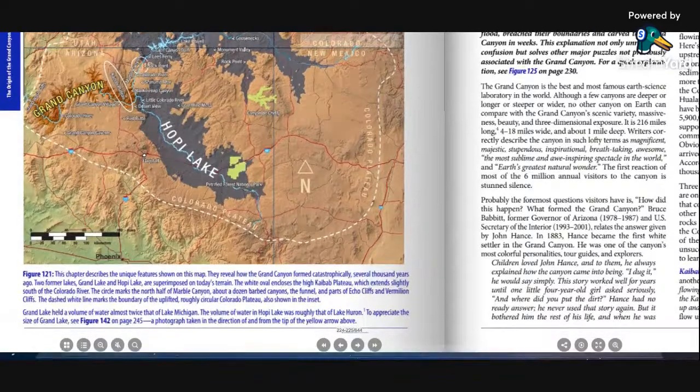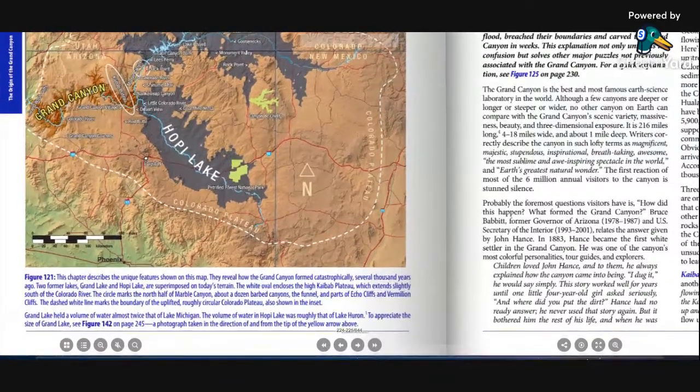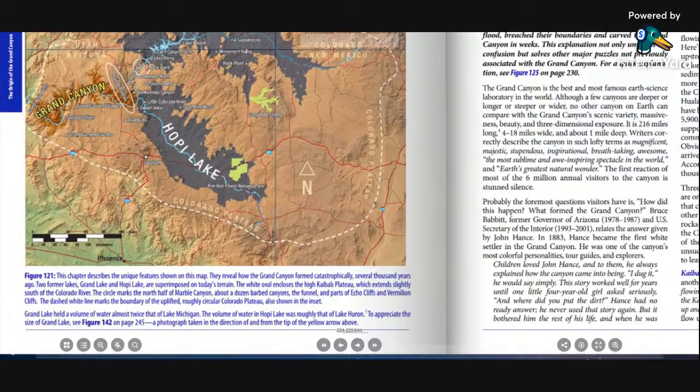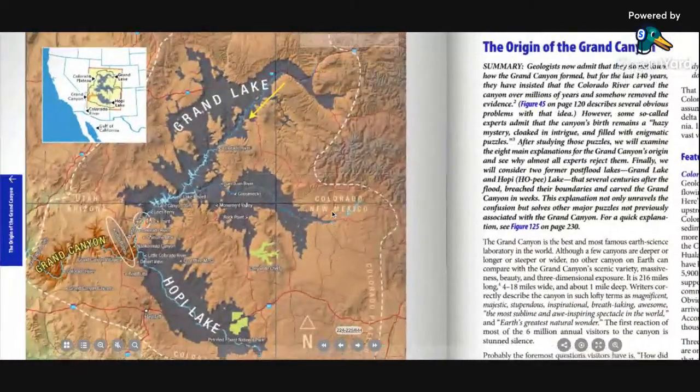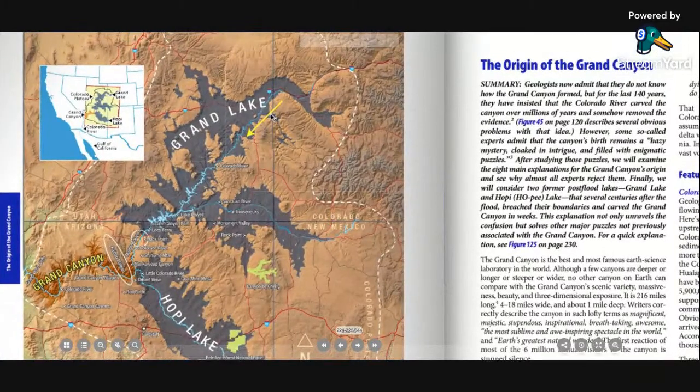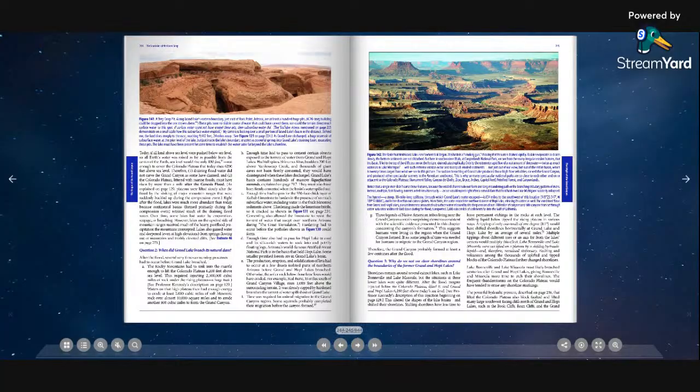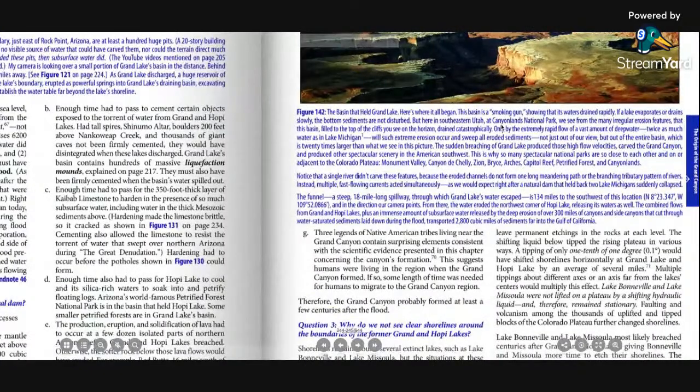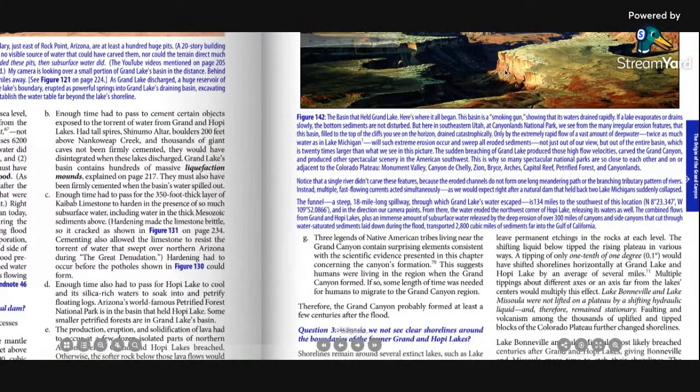Grand Lake held a volume of water almost twice that of Lake Michigan. The volume of water in Hopi Lake was roughly that of Lake Huron. To appreciate the size of Grand Lake, see Figure 142 on page 245, a topographic view taken in the direction from the tip of the yellow arrow above. So let's see this. Right here is the yellow arrow. Page 245, this is Figure 142.